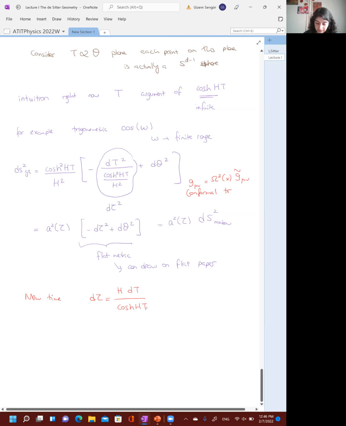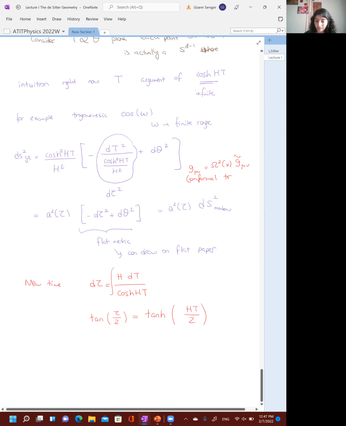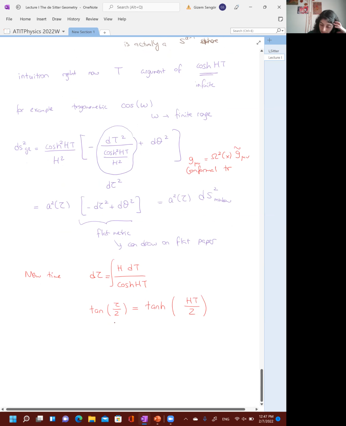And it turns out that, so this was from, never mind the ranges, but it turns out that this new time and the old time are related to each other as follows. Now, remember the intuition I gave you already. We got some trigonometric functions. So tau has to have a finite range.